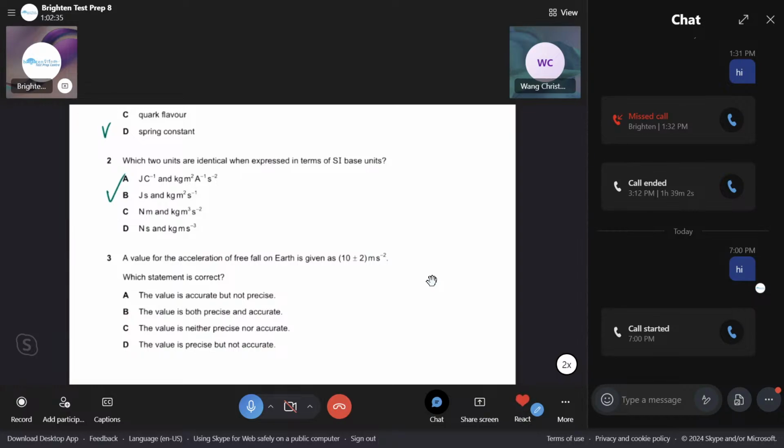Okay. So we give a value for the acceleration of free fall on Earth. I will say 10 meters per second squared. And of course, it plays now with what we know. We really need to know the definitions. Basically, it plays around with accurate and precise.